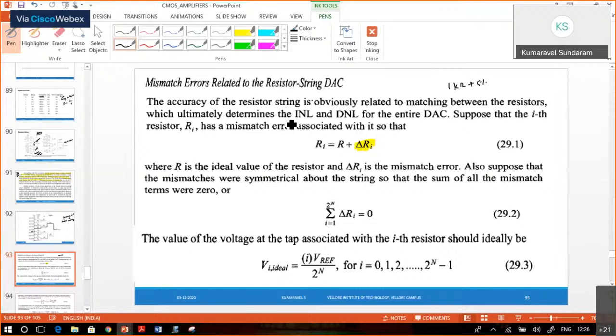So what is V ideal? What is the step? It is I of Vref by 2 power n. This is the step height for the ideal condition. When I is equal to 0, we get 0 Vref; when I is equal to 1, we get Vref by 2 power n. That's what we are seeing now. V out is equal to F times Vref, where F is equal to D by 2 power n, and D is the decimal value corresponding to the binary number. So I of Vref by 2 power n.